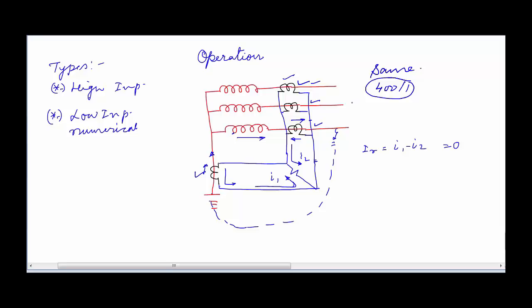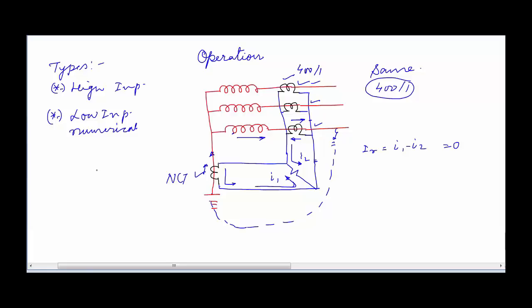So in low impedance REF protection, this CT, that is the neutral side CT ratio, may be different from the phase side CT ratio. But the CTs which are lying on the phase side should have the same CT ratio. Means if here we have a 400:1 CT ratio, all the phases' CTs should be 400:1. But this one may be 800:1 or it may be 200:1.